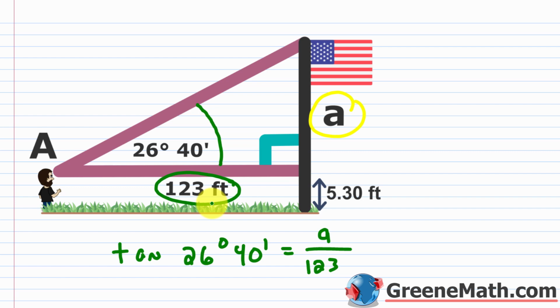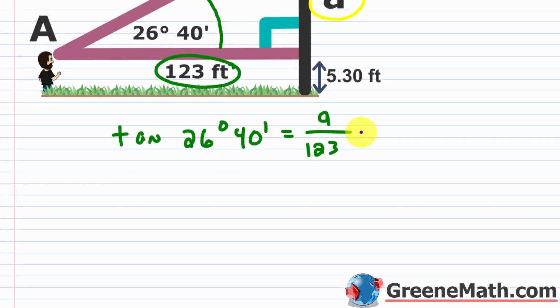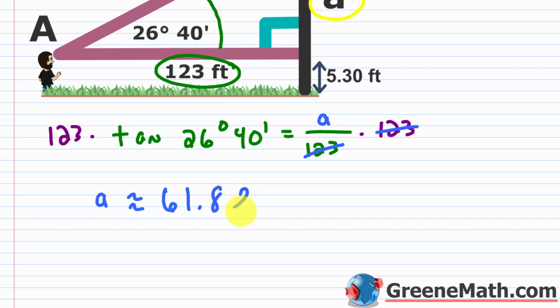So what we want to do is just multiply both sides by 123. Let me scroll down and get some room going. I'm going to multiply this side by 123 and this side by 123. We know that this cancels with this, and I'm left with just a. It kind of looks like a 9, so let me make that more clear. So a is equal to, or actually let's put approximately because we're going to have to estimate this. If I did 123 times the tangent of 26 degrees 40 minutes, I would get about 61.8 feet. I could just put FT to abbreviate that.